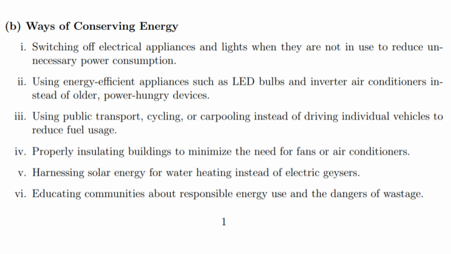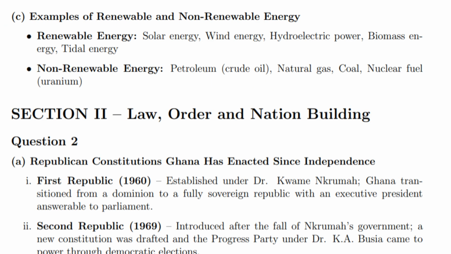Properly insulating buildings to minimize the need of fans or air conditioners, and harnessing solar energy for heating instead of electric geysers. And we have educating communities about responsible energy use and the damages of wastage. Then C is examples of renewable and non-renewable energies. Renewable energy examples are solar energy, wind energy, hydroelectric power, biomass energy, and tidal energy. And non-renewable are petrol, natural gas, and nuclear fuel.